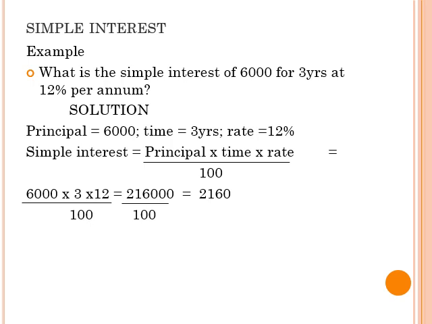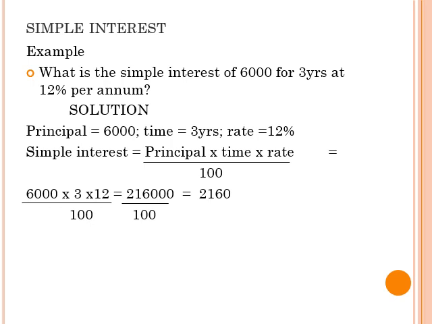Now we'll move on to simple interest. The example here says: what is the simple interest for 6,000 for 3 years at 12% per annum? We'll write out our parameters. The principal is equal to 6,000, the time is equal to 3 years, and the rate is equal to 12%.